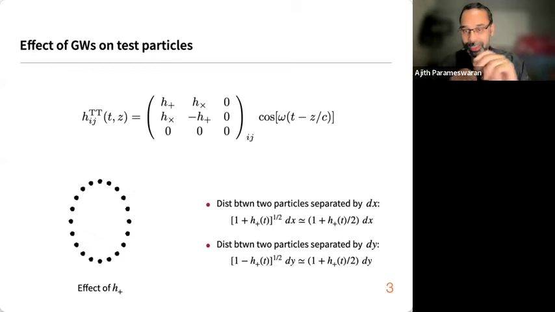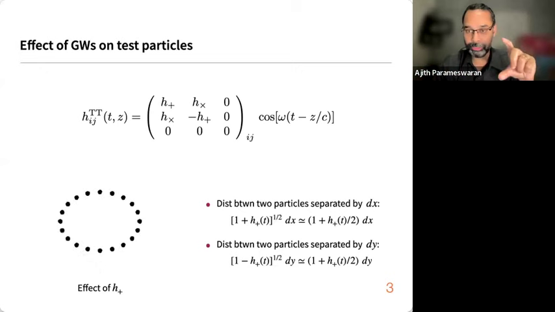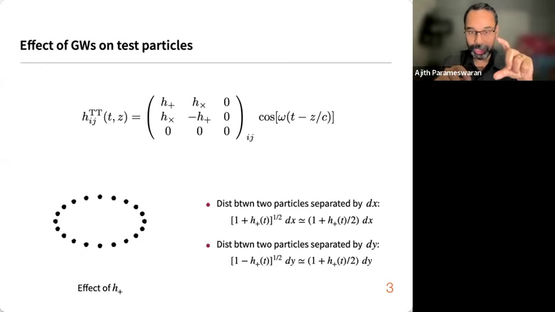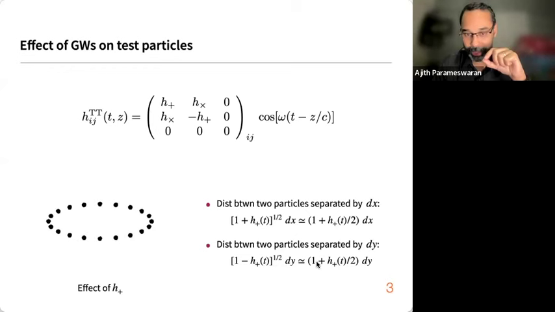Similarly, the same gravitational wave would change the proper distance between two points separated by an original separation of dy in the y direction by 1 minus h plus by 2. The second one on the slide is a typo; it should be minus. So again, this is the square root of 1 minus h plus, and if you expand it, it becomes 1 minus h plus by 2. I apologize for the typo. It has to be 1 minus h plus by 2.